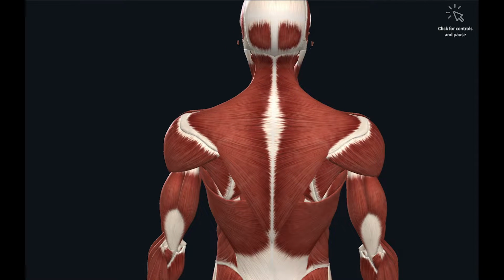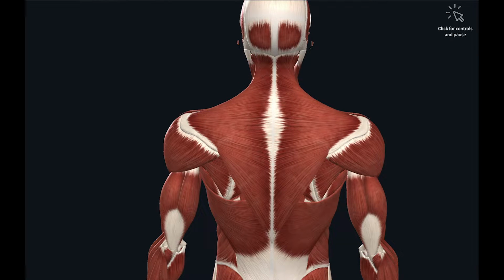So there are three different regions of the trapezius. We have this superior region where the fibers are running down. We have the middle region where the fibers are running side to side. And then we have the inferior fibers, which are ascending. So when a muscle contracts, the point of insertion will move closer to the point of origin.